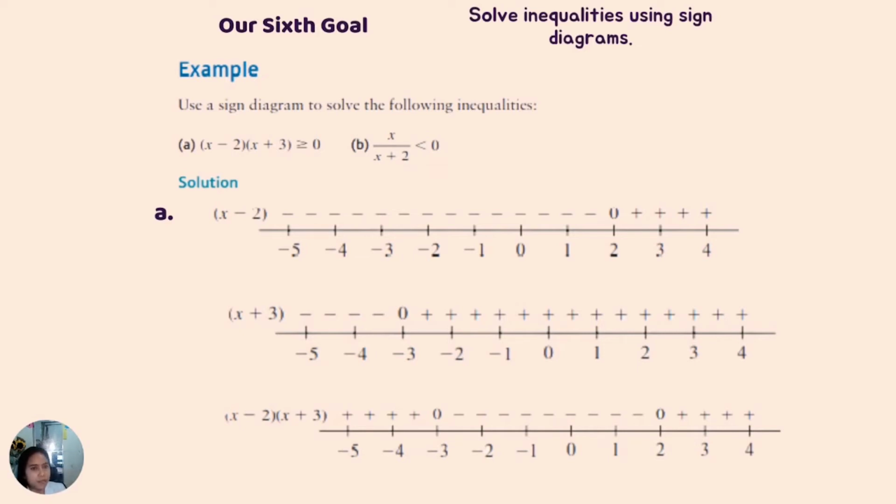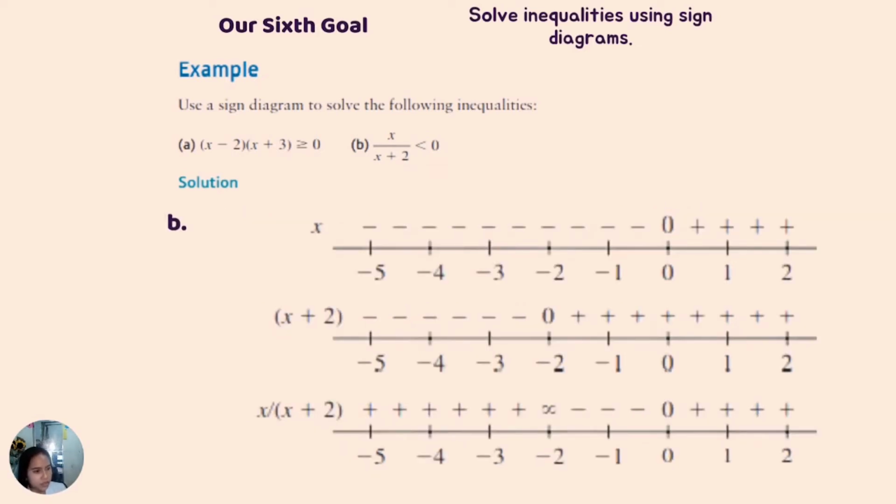So next example. The factor x plus 2 is 0 at x equal to negative 2, negative to the left of x equals minus 2 and positive to the right. The factor x is obviously 0 at x equal to 0, negative to the left of x equals 0, and positive to the right of this. The complete diagram is shown in the PowerPoint.